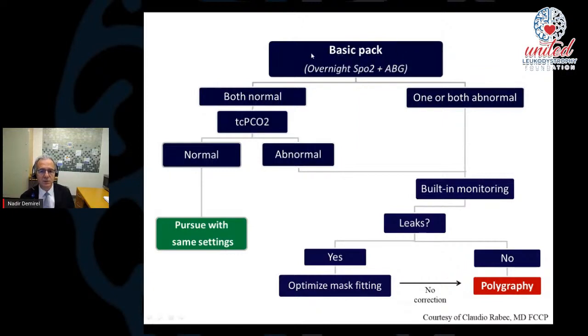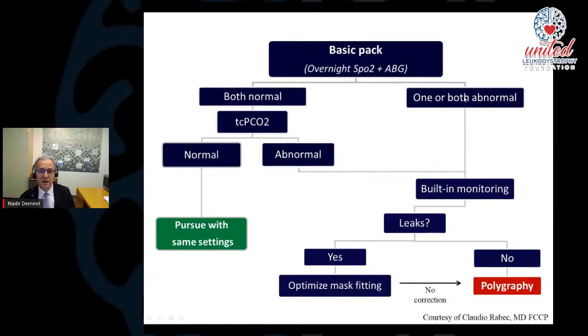If your overnight oxygen is normal and your blood gas is normal, you should still check your carbon dioxide level. I think this is very important information. Many people are comfortable with this being normal and think everything is normal. It's not the case. You should check the carbon dioxide level. If the carbon dioxide level is normal, then you are fine. If this is abnormal, you should go to the right side of this algorithm.